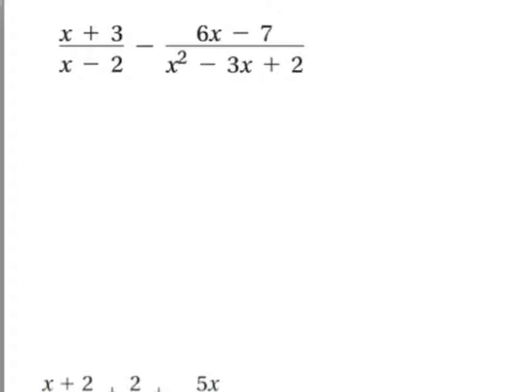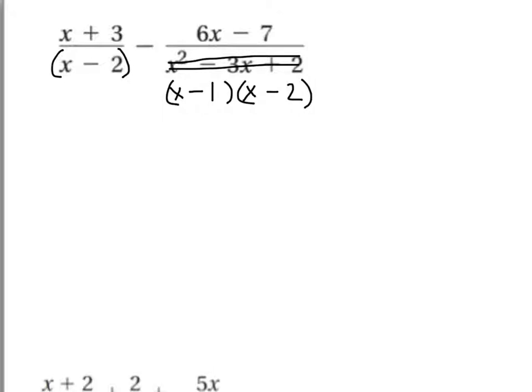So the first binomial, we can't do anything with that. But the second trinomial, we actually can. We can factor that using our shortcut because that leading coefficient is a 1. So we're going to have x and x. We want two numbers to multiply to give us 2, but add to give us negative 3. So that'll be negative 1 and negative 2.